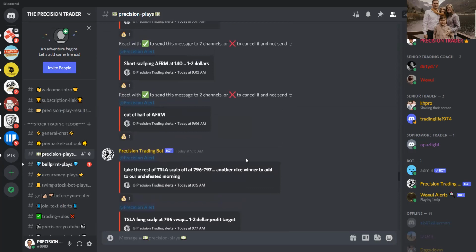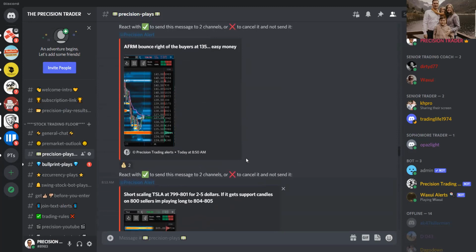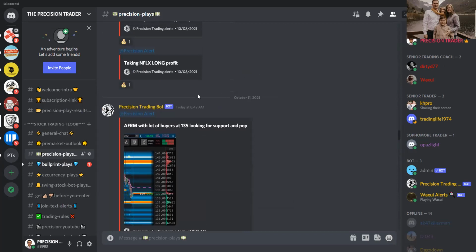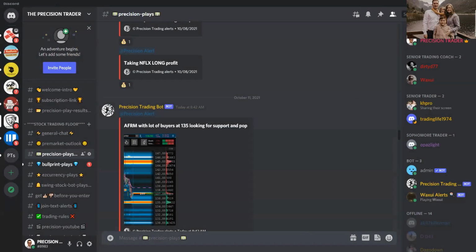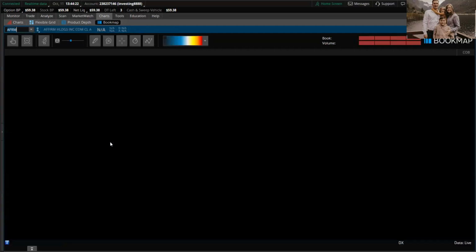Anyway, so with that said, today we started off with AFRM with a lot of buyers at 135. As you can see here in the picture, the buyers are ready to go at 135. A lot of people wanted to buy the dip right there. And we'll go back to our order book and check out AFRM and see exactly what that looked like today.